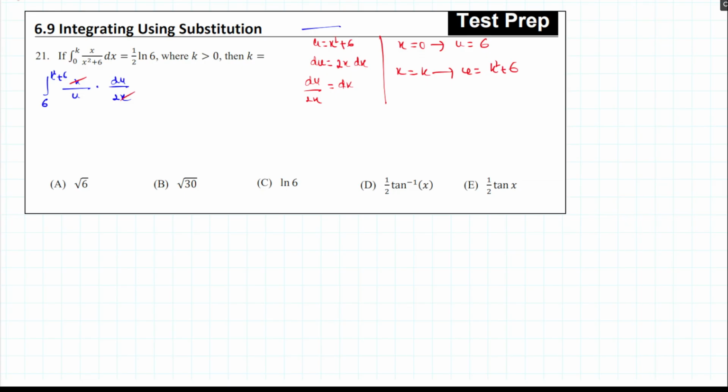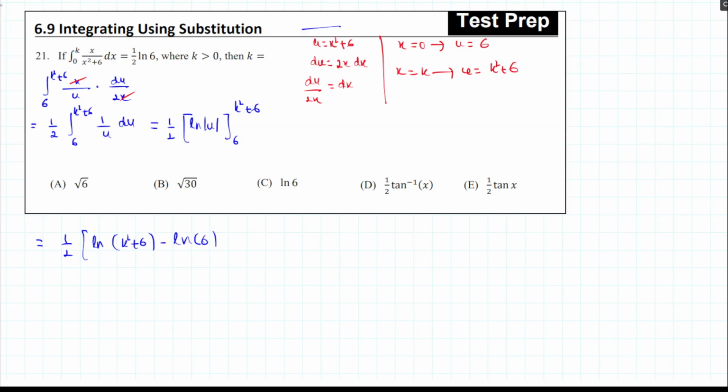Now the x get cancelled, so this is equal to, you can factor out the 1 half, and the integral from 6 to k square plus 6 of 1 over u du. So 1 over u du is ln of absolute value of u, and the limits are 6 to k square plus 6. So we have the 1 half, substitute the upper limit, that is ln of k square plus 6 minus ln of 6.